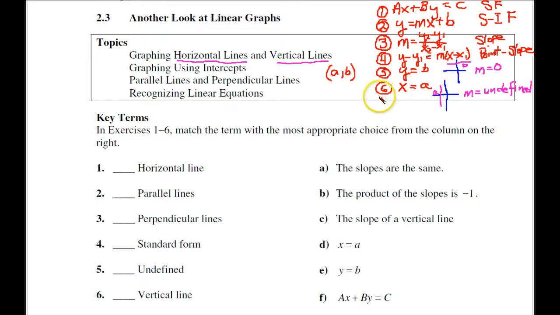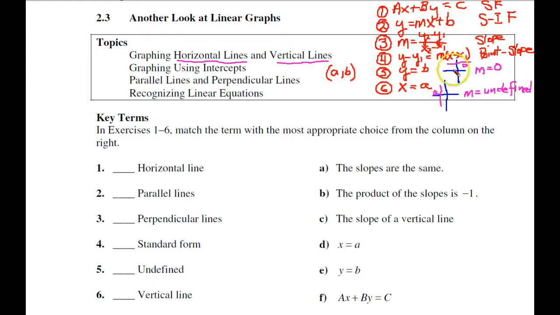In formula 6, this is x equals a. Well, this is the vertical line formula, where we said a of the ordered pair was our x element, and you will have a vertical line going through point A. This could be a -3, let's say. X equals -3 would be a vertical line like this.